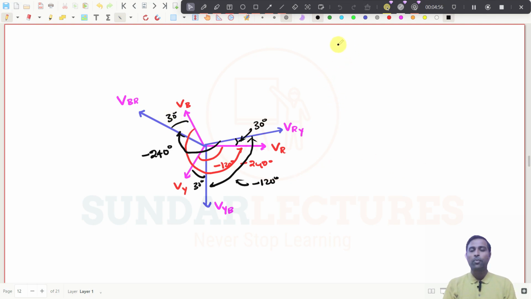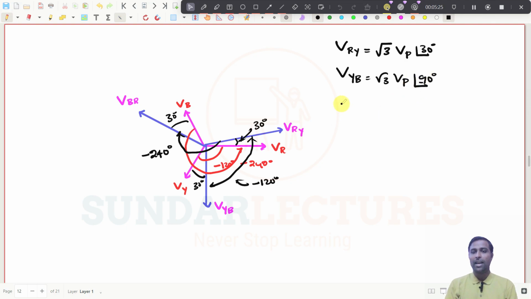So what is the point here? VRY is equal to the magnitude increased by root 3 times V phase, and it will lead the R phase by 30 degree. That is the whole idea, from the reference point. And if you take VYB, then it will be root 3 times V phase, and its angle will be minus 90 degree. And VBR, if you write, it is root 3 times V phase, the angle will be minus 210 degree.